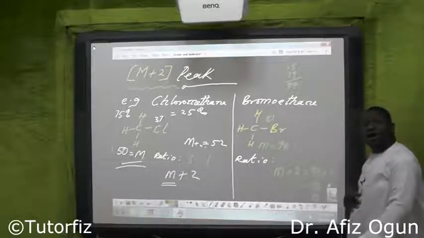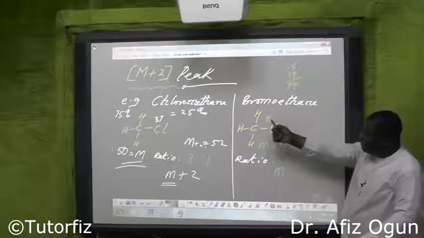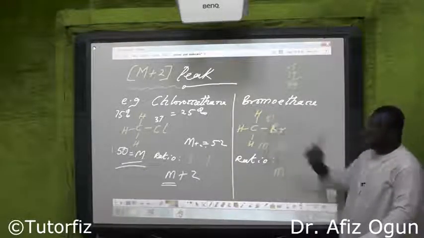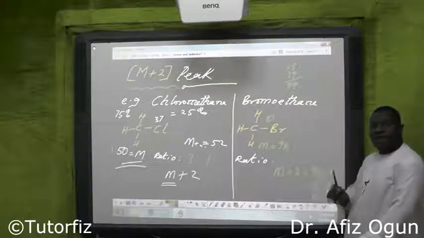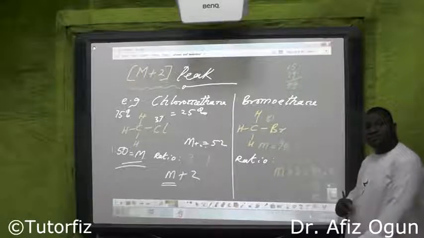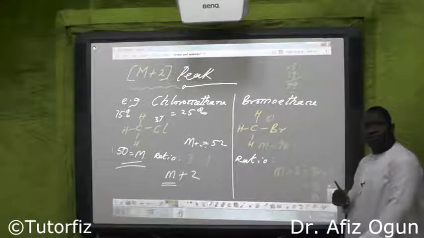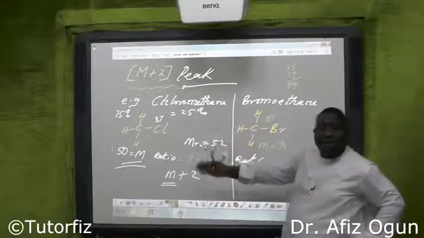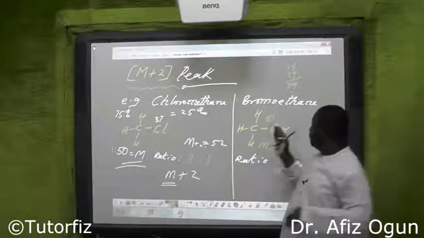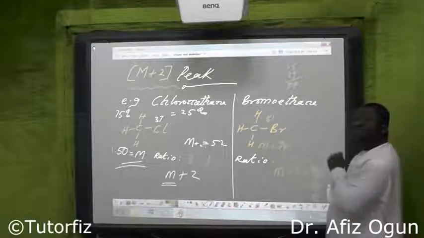That is M and M plus 2. If the isotope is 79, it will be M. The M plus 2 will be when this isotope is 81. You see that, just like chlorine. But for chlorine, the M is longer, more abundant than M plus 2. But for this, the 2 of them are the same height.